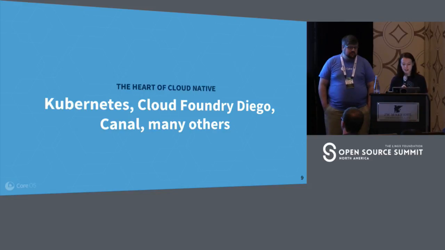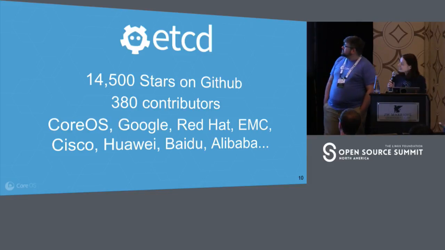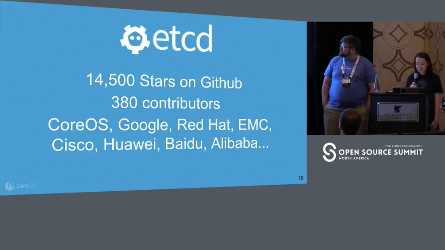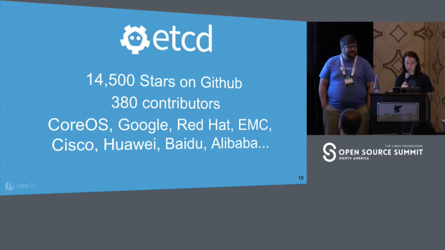Since its introduction, it has become an integral part of cloud-native systems, systems for running Google-like infrastructure. It's part of projects like Kubernetes, where it's the primary data store, Cloud Foundry's Diego, networking solutions like Canal, and many others. So, you know, it's pretty popular. It has a decent number of stars on GitHub, which, as we all know, is like the most important metric for like measuring open source projects. It's used in production by many global 2000 companies, and many companies also contribute to it.